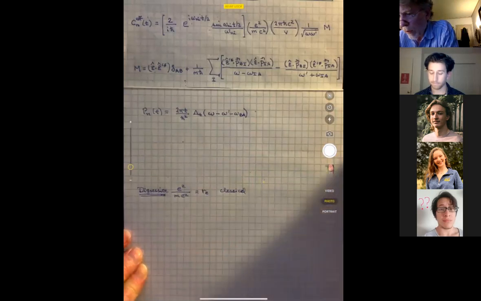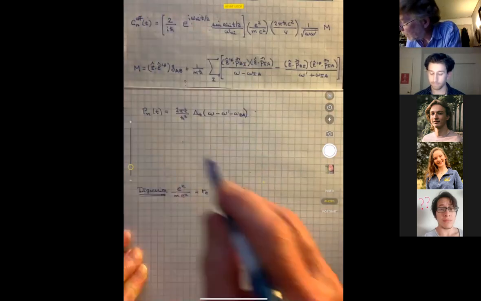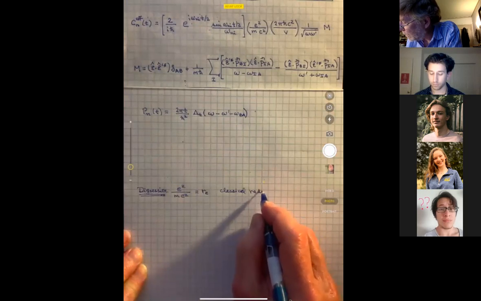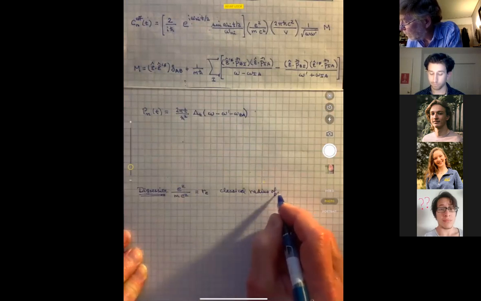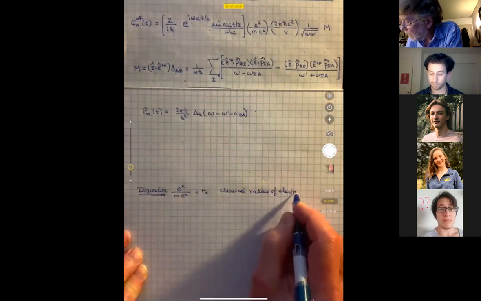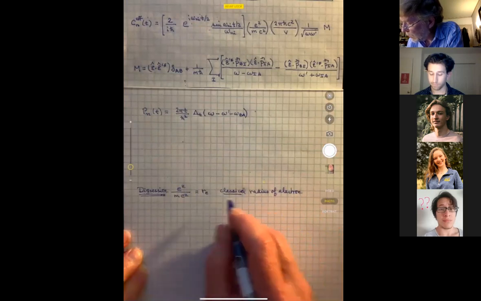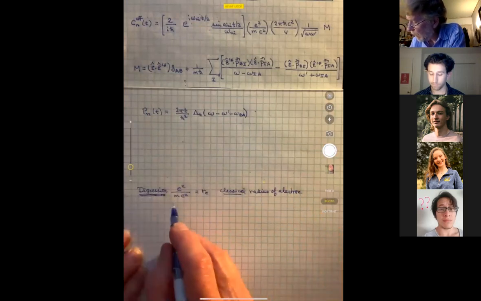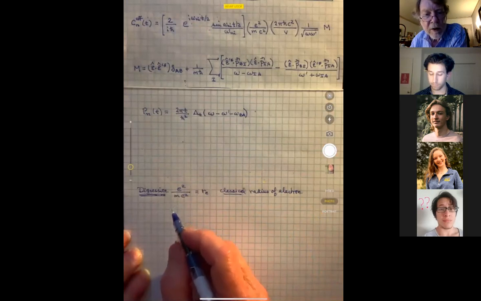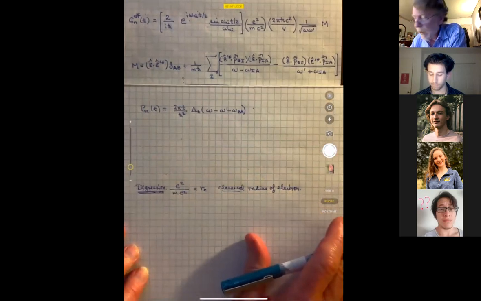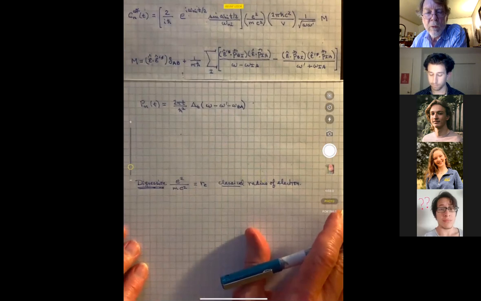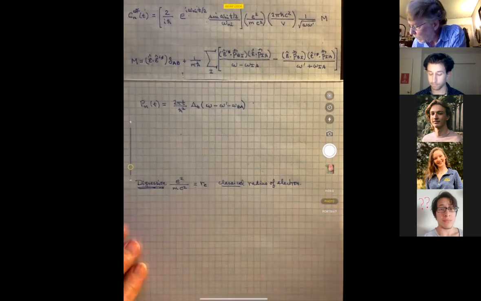Classical radius of the electron. And it's called classical because the expression for it doesn't involve any factor of Planck's constant. It has an interpretation which I'll explain to you.